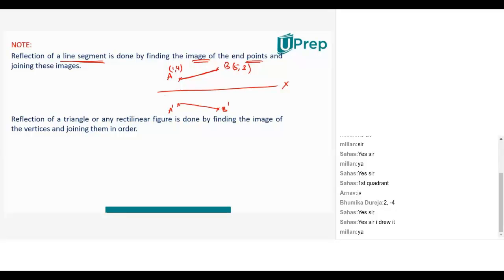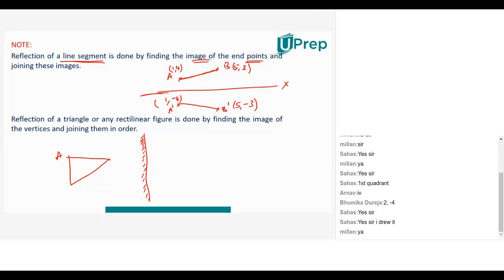So if suppose there is a line segment which is joining 1, 4 and 3, I'm joining these two. How will be the image reflections now? With x-axis or y-axis for that matter, anything. So I took x-axis. The image of the segment will be A dash B dash. What will be A dash point reflection with respect to x-axis? What will remain same and what will change? Abscissa remains same, and the ordinate will change.